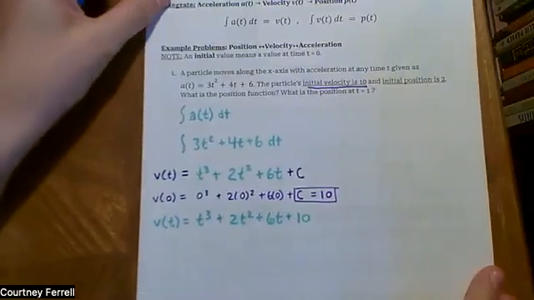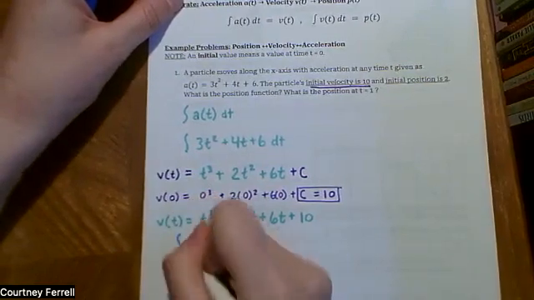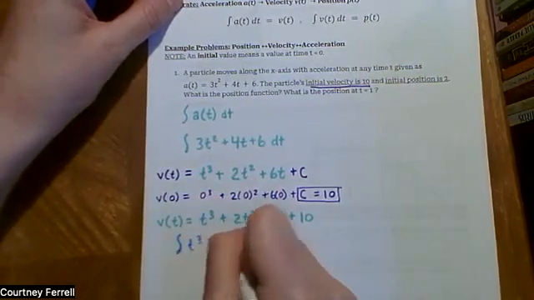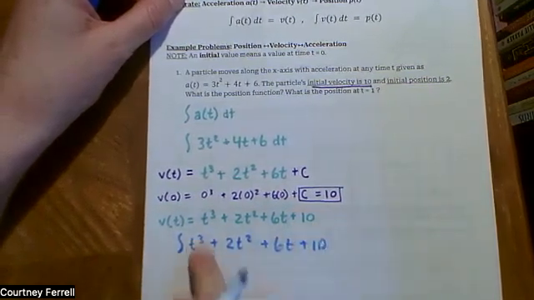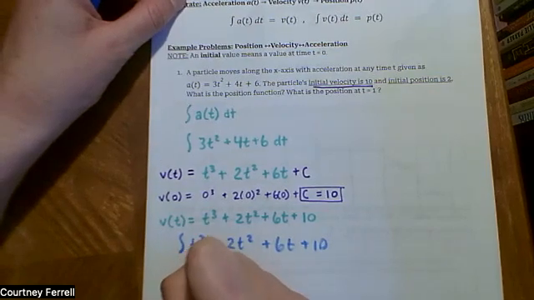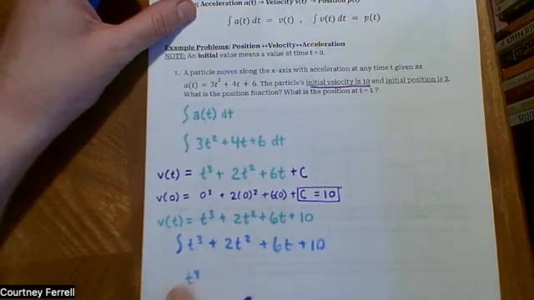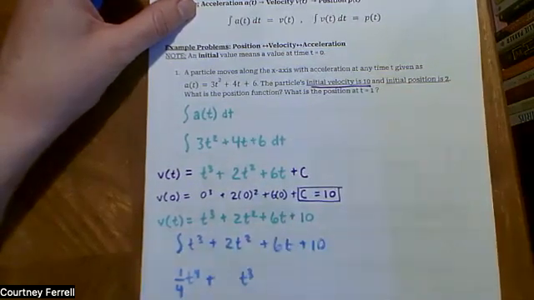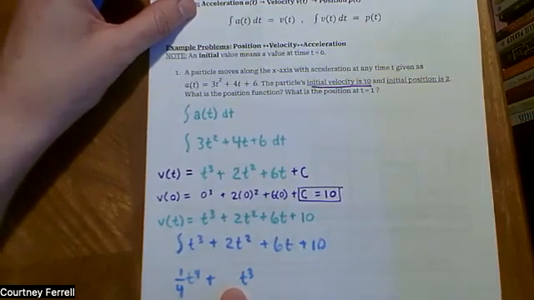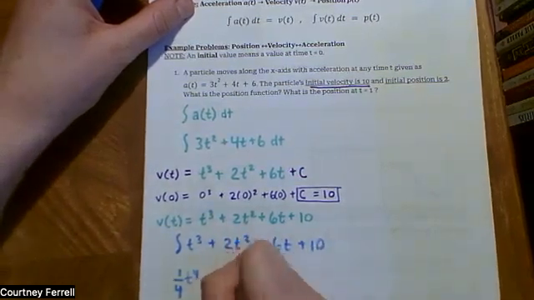So we are going to integrate velocity to get position. We're going to integrate this function that we just discovered. So exponent up by 1. What could we times by 4 to get 1? Well, it has to be 1/4. Up by 1, t to the 3. What could we multiply by 3 to get 2? It has to be 2/3.